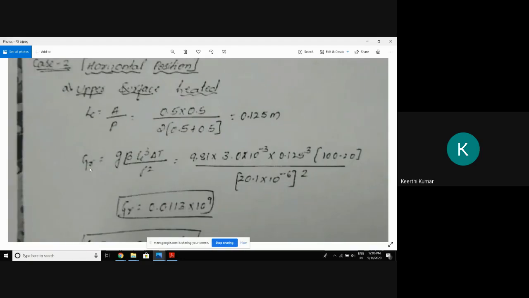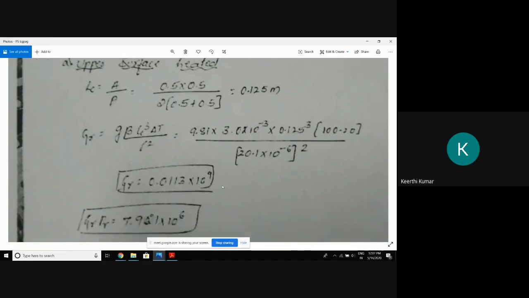Then, in the Grashof number formula, it is g into beta, LC cubed, delta T by kinematic viscosity. G we know, beta we calculated earlier, that is 1 by (TF plus 273). LC depends upon the position, whether it is vertical or horizontal. If it is vertical, we'll take 0.5 directly. If it is horizontal, it is the ratio of area by perimeter, 0.125. We take 0.125 to the cube. Delta T is as it is, surface temperature minus fluid temperature, and then the kinematic viscosity. If you simplify everything, you will get the Grashof number as 0.0113 into 10 to the power of 9.